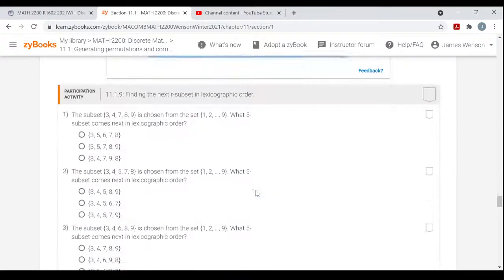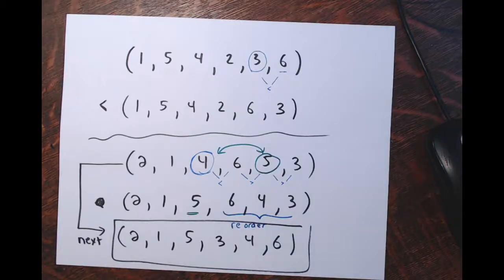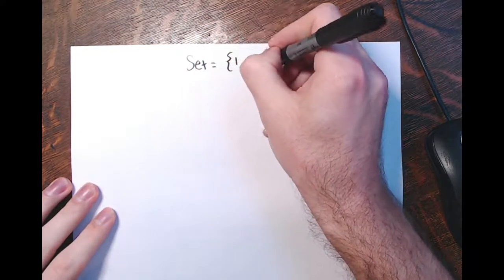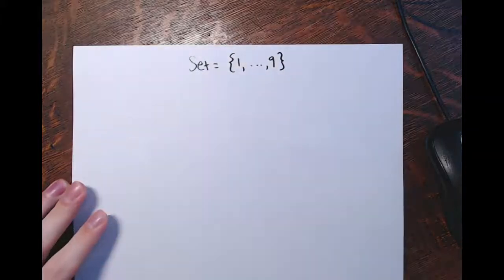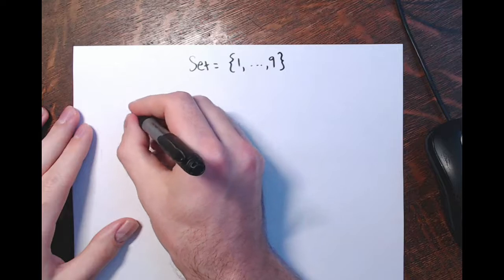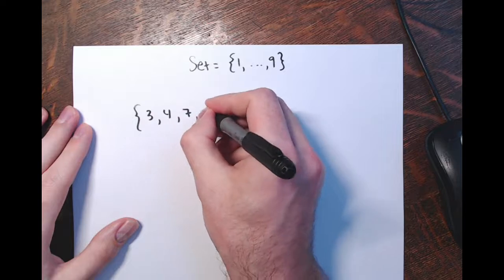All right, so let me do an example in this next activity. Here, subset 3, 4, 7, 8, 9 is chosen from the elements 1 through 9. What 5 subset would come next in this lexicographic order? So back to the paper. Again, the set we're choosing from is the set with elements 1 to 9, and we're choosing 5 subsets, subsets of size 5. Now the subset they gave us is the subset with 3, 4, 7, 8, and 9.